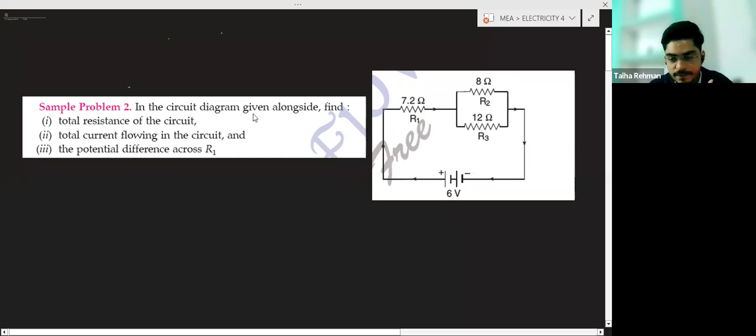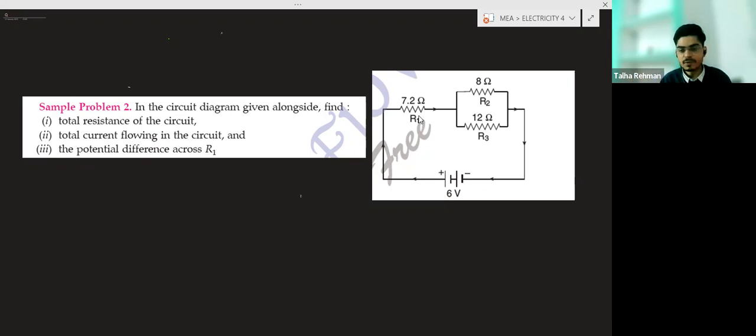In the circuit diagram given alongside, find the total resistance of the circuit. This is a circuit diagram. For this circuit diagram, first you have to calculate the total resistance of the circuit. After that, the total current flowing in the circuit. After that, the potential difference across R1. Three questions are there and we will solve that.